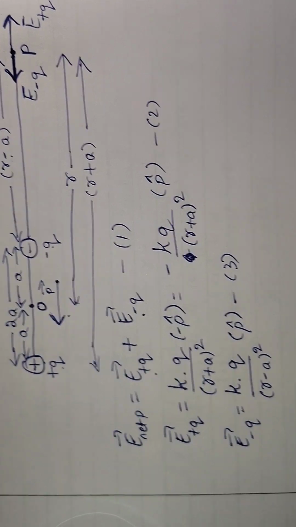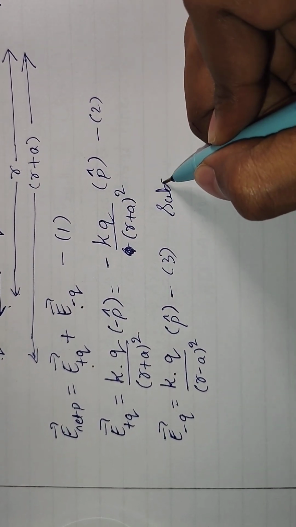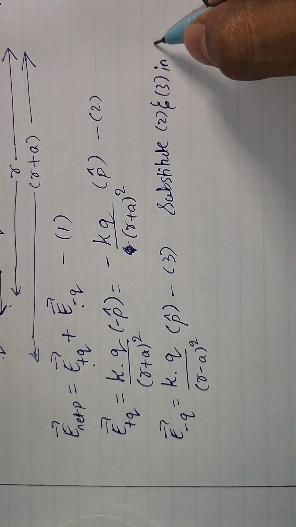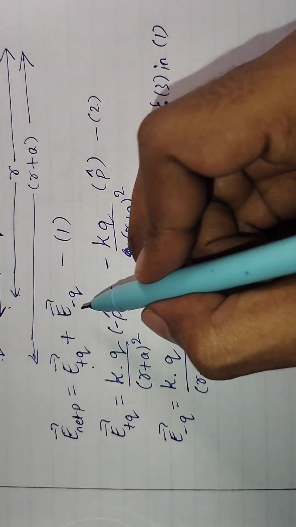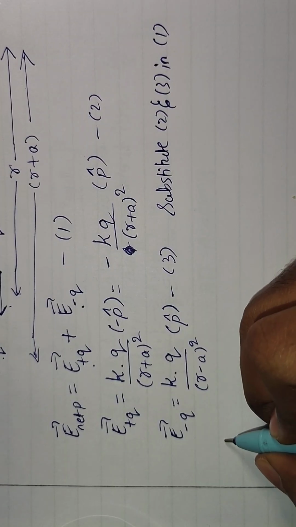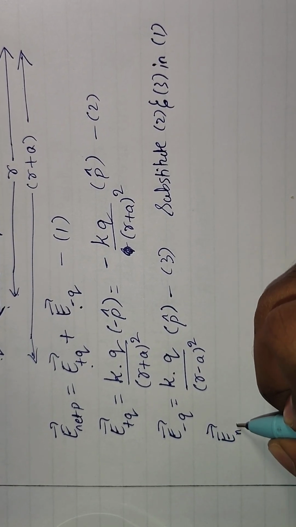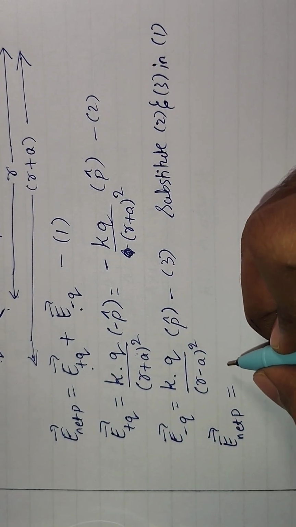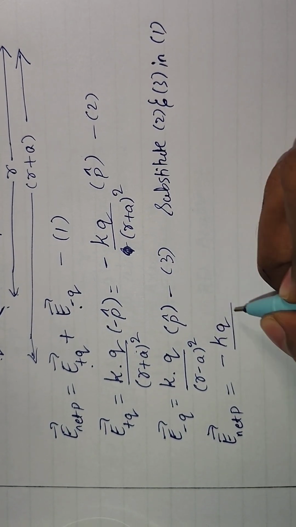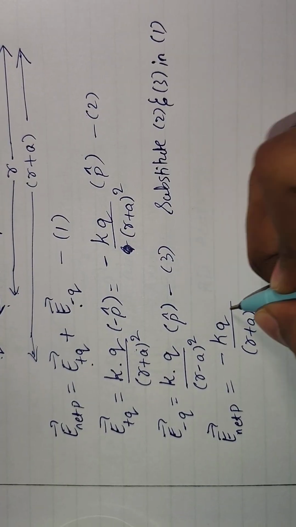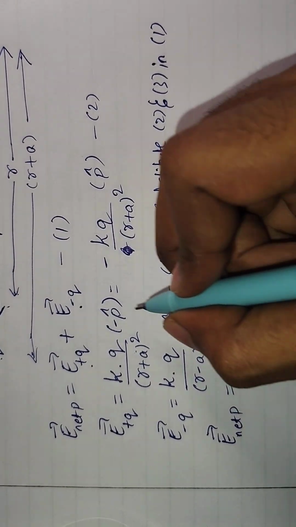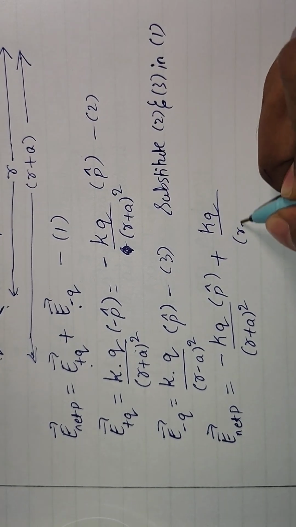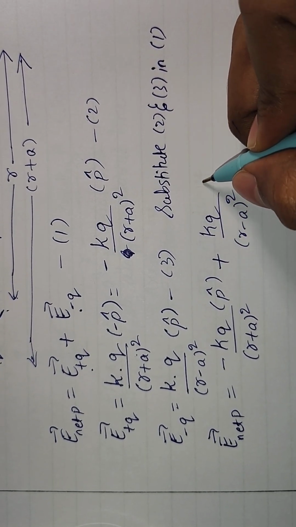This is equation 3. Now substitute 2 and 3 in 1. Substitute these two equations here, E plus Q and E minus Q. So now I will get the net electric field at point P is nothing but, in place of E plus Q I will write this expression, minus KQ by R plus A whole square into P cap. In place of E minus Q I will write KQ by R minus A whole square P cap.